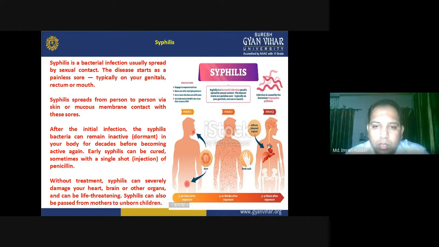So here you can see in stage one the sore, 3 to 90 days after exposure. Syphilis is a bacterial infection usually spread by sexual contact. The bacteria starts as a painless sore, typically in your genitals, rectum, or mouth. Stage two, a body rash that appears 4 to 10 weeks after exposure, and the infection is caused by the bacterium Treponema pallidum, that is a type of spirochete. Stage 3 affects internal organs, 3 to 15 years after exposure.